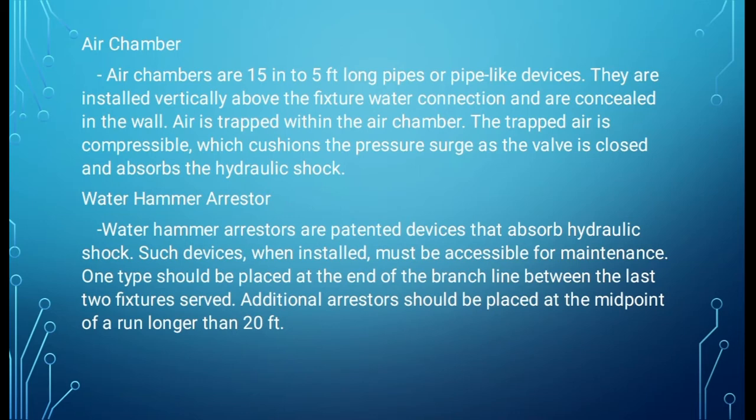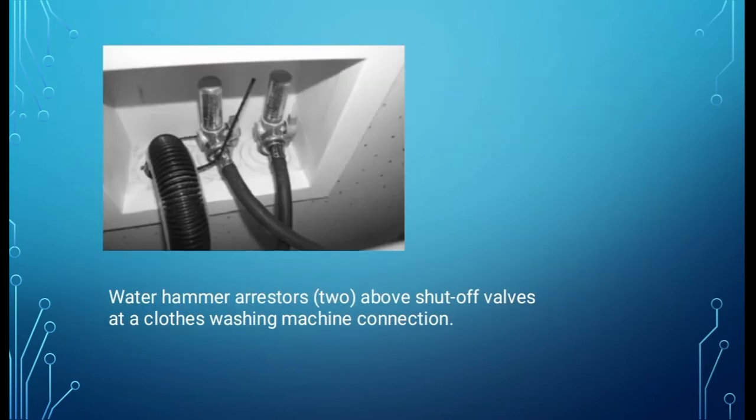Next is water hammer arrestor. Water hammer arrestors are patented devices that absorb hydraulic shock. Such devices, when installed, must be accessible for maintenance. One type should be placed at the end of a branch line between the last two fixtures served. Additional arrestor should be placed at the midpoint of a run longer than 20 feet. Meron po tayo ditong pictures. Yan po, water hammer arrestors, yung dalawa pong nakausli na bakal. Above shut off valves at a clothes washing machine connection.